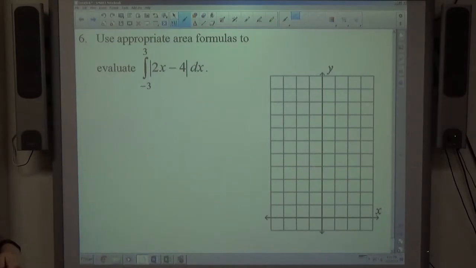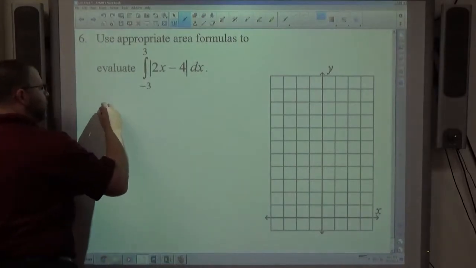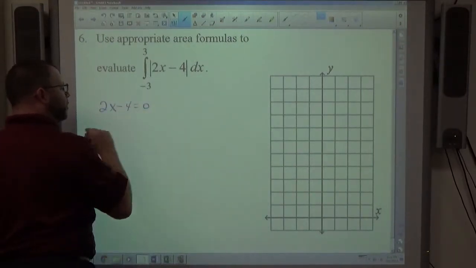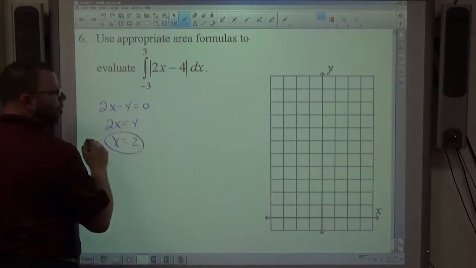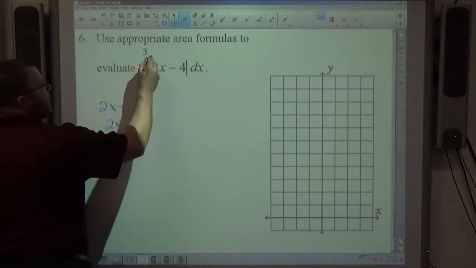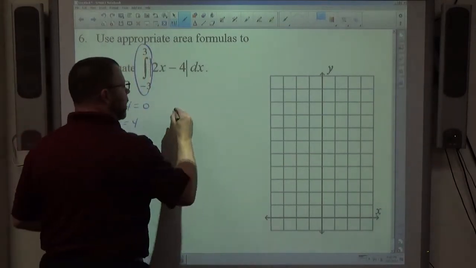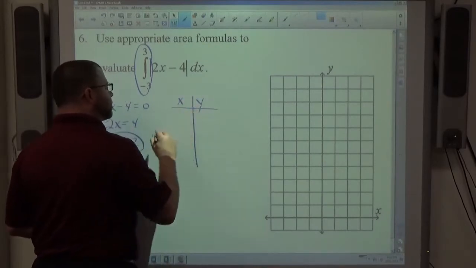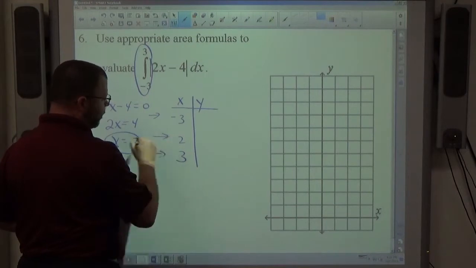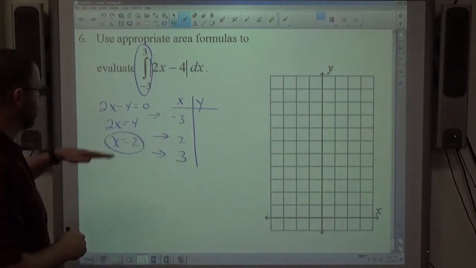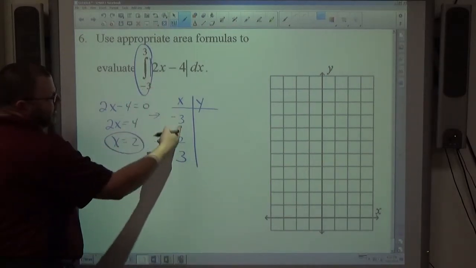Number 6, use appropriate area formulas to evaluate this. Absolute value bars. If you take 2x minus 4 equal to 0, that means 2x equals 4, so x equals 2. At x equals 2, there's a sharp turn. And the fact that 2 lies within this interval means that that's important to me. So what I want to do is make a table of x and y. I'm going to put negative 3, 2, and 3. The endpoints, and where the thing equals 0. All right. So those are the important values for an absolute value function. So all I have to do is evaluate this for each of these numbers.